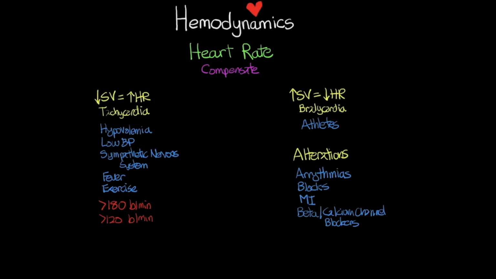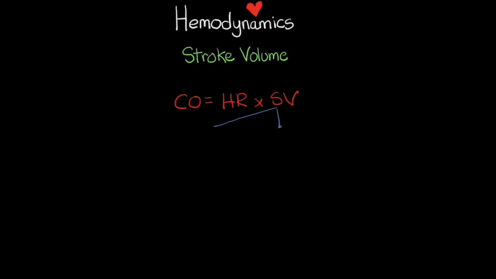All right, so that covers everything with our heart rate. So let's go ahead and move on to the next component of our cardiac output, which is going to be our stroke volume. So once again, for a refresher, we'll go ahead and put our cardiac output equation. So our cardiac output is equal to our heart rate times our stroke volume. And if you remember, we talked about our stroke volume is primarily composed of three factors. And those three factors are, again, our preload, our contractility, and our afterload.